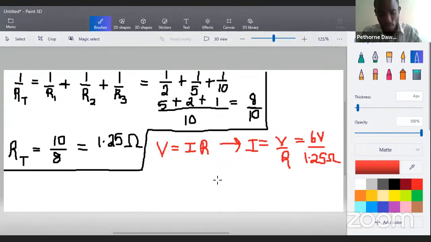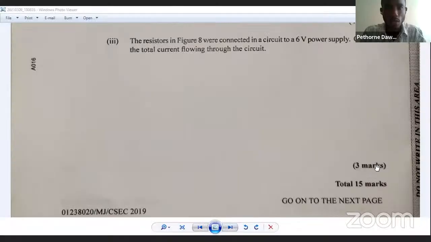Let's use the calculator so I don't make any mistake. 4.8 amperes. All right, so that's our total current for that circuit. If you want to screenshot, you can do so now as I transition to the rest of the question. And that's it for question 5.